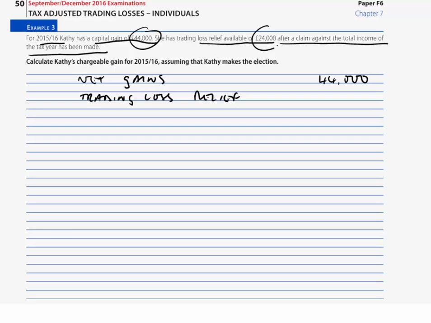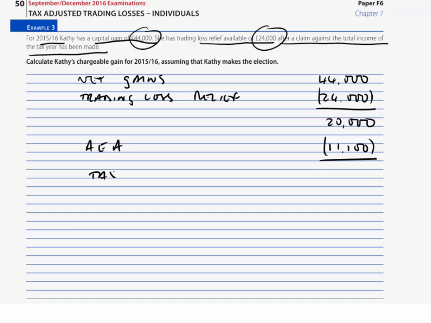How much was the loss available? 24,000. Deduct it from the 44,000 to bring us down to net gains after the loss relief of £20,000. At this stage you would look to see, are there any losses brought forward? No, there are no losses brought forward, but what you would have available is your annual exempt amount, AEA, which is at a level of £11,100 for this tax year.